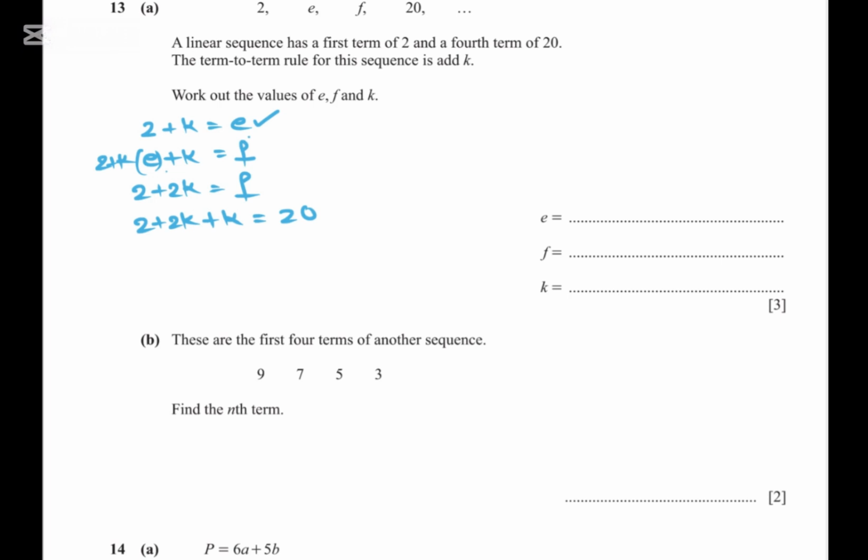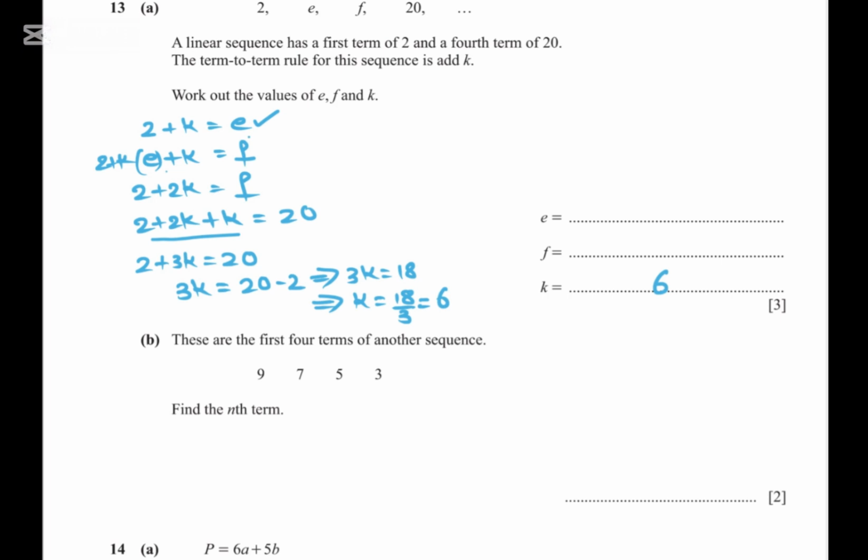So now using this equation, we'll find out the value of k. So 2 plus 3k is equal to 20. Now rearrange the equation. 3k, bring 2 to the other side, it gets subtracted. Then 3k is 20 minus 2, which is 18. When you bring 3 to the other side, it gets divided, so 18 divided by 3 is 6. So we got the k value, so write down that value. Then find e and f values.